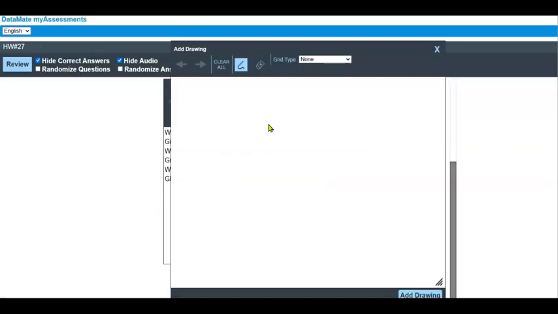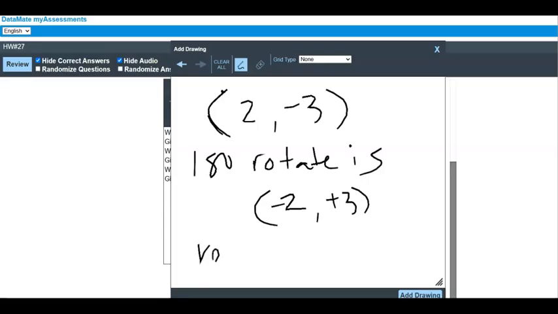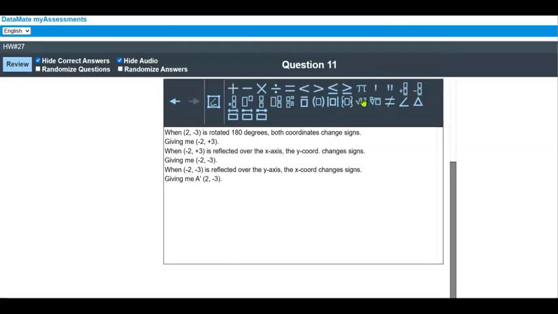If you wanted to do a drawing, you could use your finger to show, like this, and then you could say 180 degree rotate is negative 2, positive 3. You don't have to write the positive sign, but then you could say reflect over x, and reflects over y, etc. So you could use the drawing tool as well.